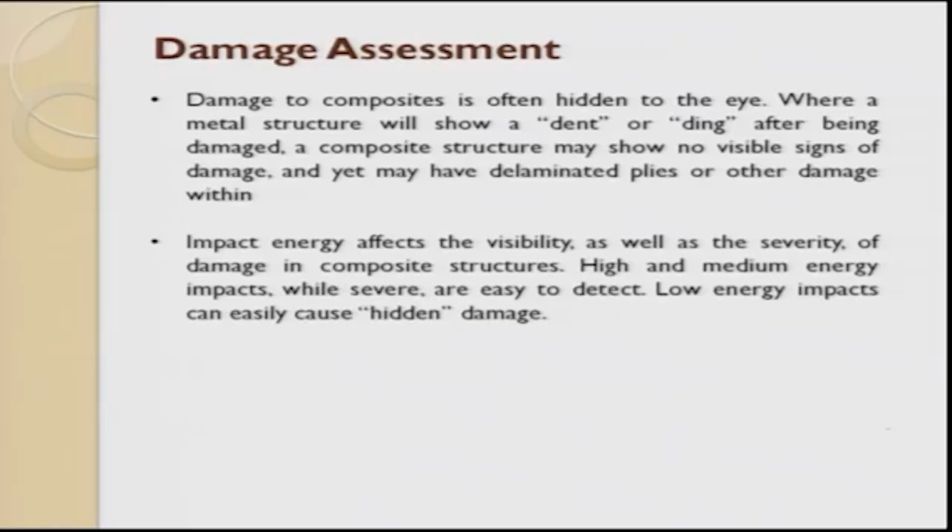So, what are the different types of assessments? The damage of a composite is often hidden, so it cannot be detected by the naked eye. So, we always go for a non-destructive testing method, whereas a metal structure can show the dent and the ding after being damaged. A composite structure may show no visible sign of damage and yet may have delaminated plies within it.